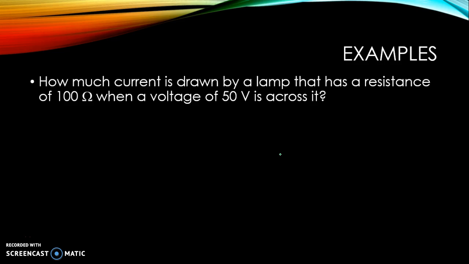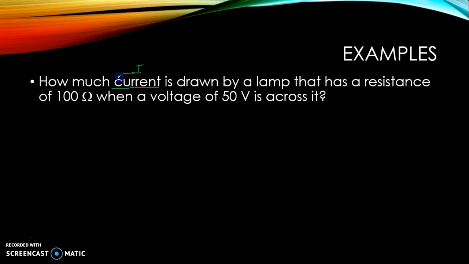All right, so let's look at some examples. How much current is drawn by a lamp that has a resistance of 100 ohms when a voltage of 50 volts is across it? Let's analyze our question. What are we looking for? How much current. That's what we're looking for, and current is I. And then it says is drawn by a lamp.